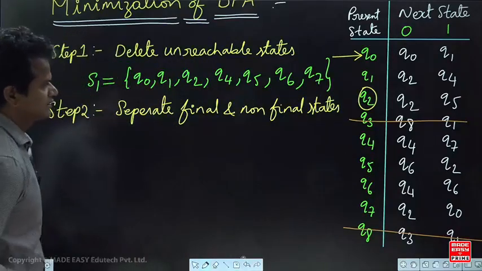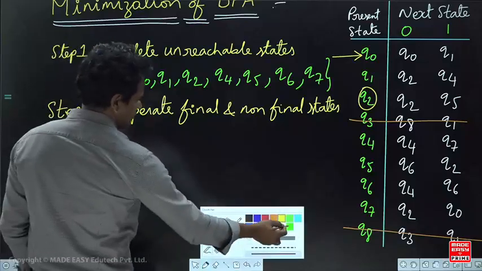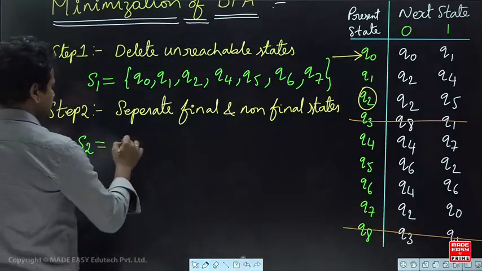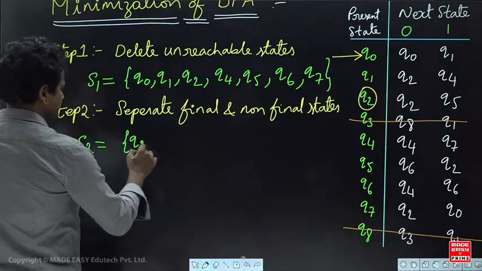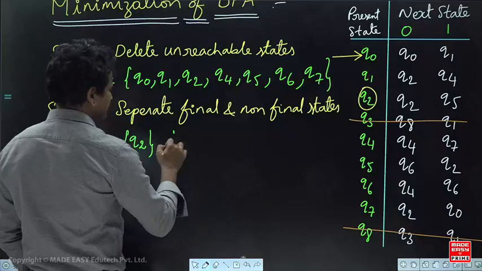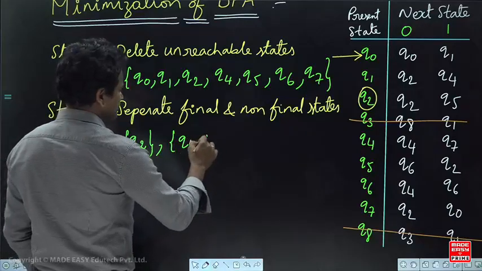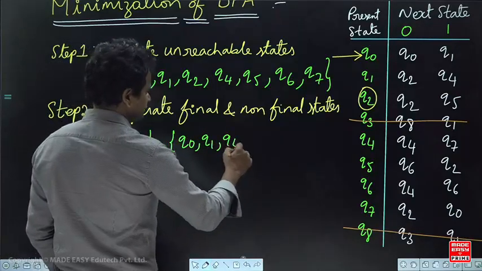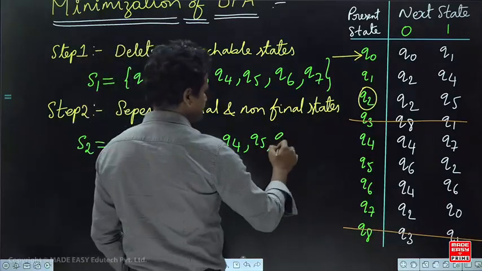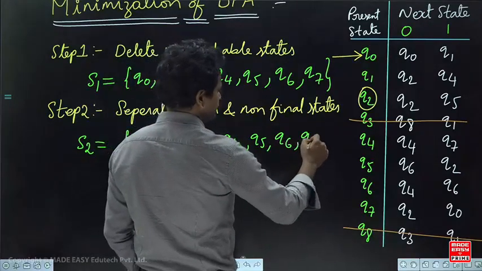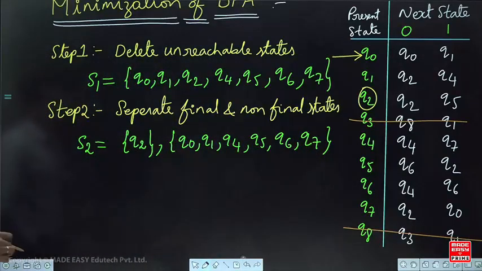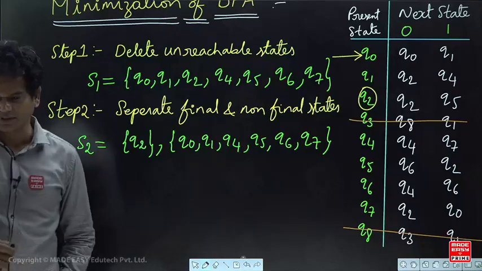By looking at the table, you can find what are the final states and what are the non-final states. What are the final states here? Q2 is the final. And what are the non-final? Q0, Q1, Q4, Q5. There is no Q3. And Q6, Q7. There is no Q8. So these are the non-final. Q2 is the final. Copy this one.